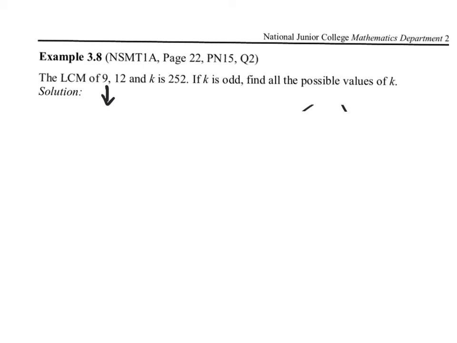Okay, for this question, the LCM of 9, 12, and K is equal to 252. So we take note that K is odd. The fact that it is odd also means that K must not be a multiple of 2. It cannot contain 2 as a factor, or any multiples of 2.